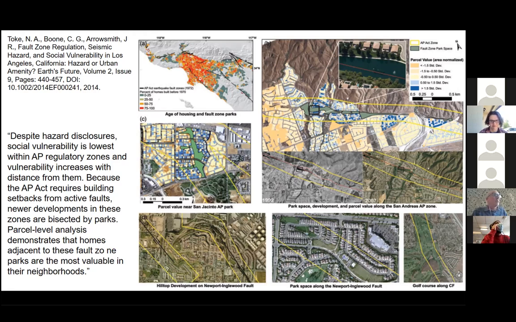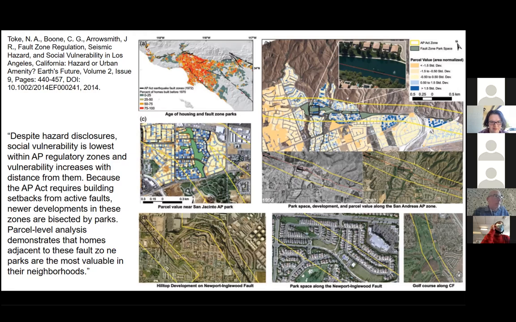And what you can see, for example, in this picture, the yellow shows the Alquist-Priolo setbacks. Those are regulatory-defined zones where you're not supposed to build, or if you're there, you have to be aware of fault zones, and that has to be disclosed. And then the red would be fault traces. And what Nate started to realize, Nathan Tokay, was that it has had this unintended consequence.